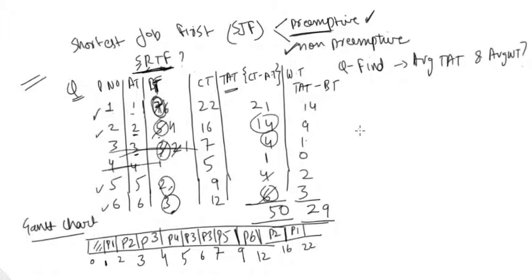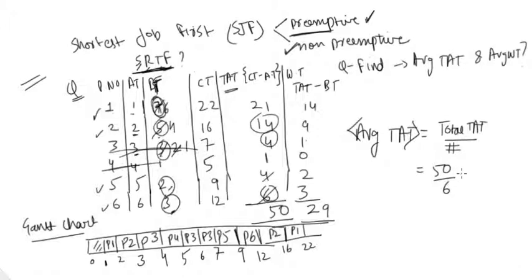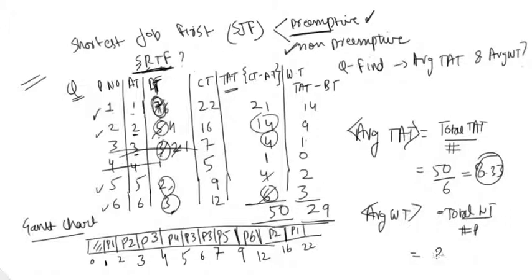Yeah, 29. So your average TAT is simply total TAT divided by number of processes. Total TAT is 50, total processes is 6. It will be 8.33. Your average waiting time is total waiting time divided by total processes. It's simply 29 divided by 6, so 4.83. This is how you do it.